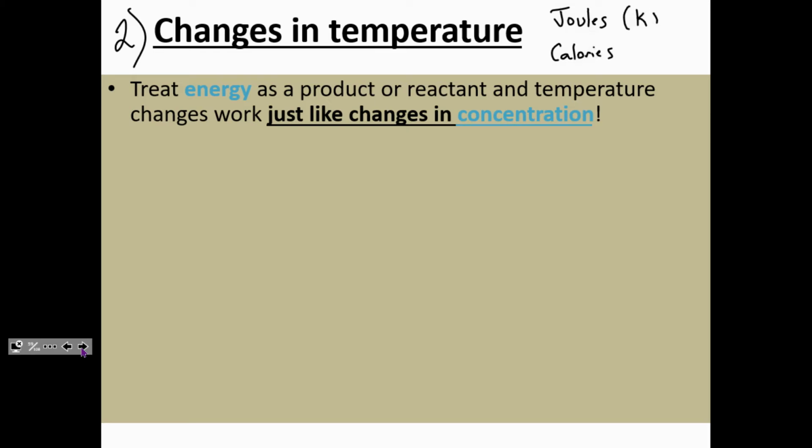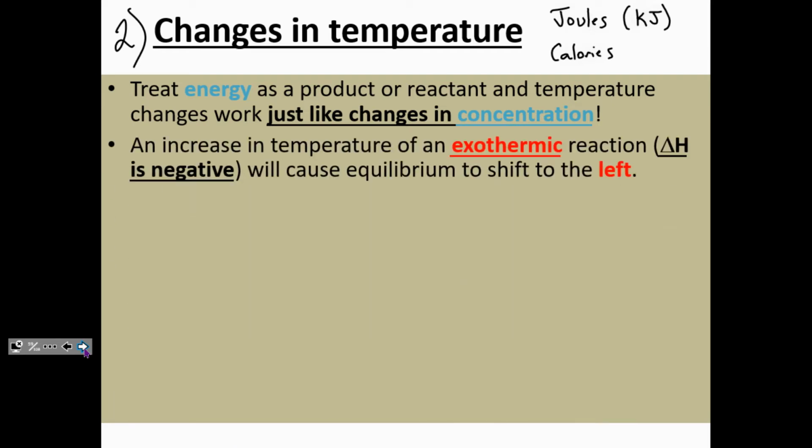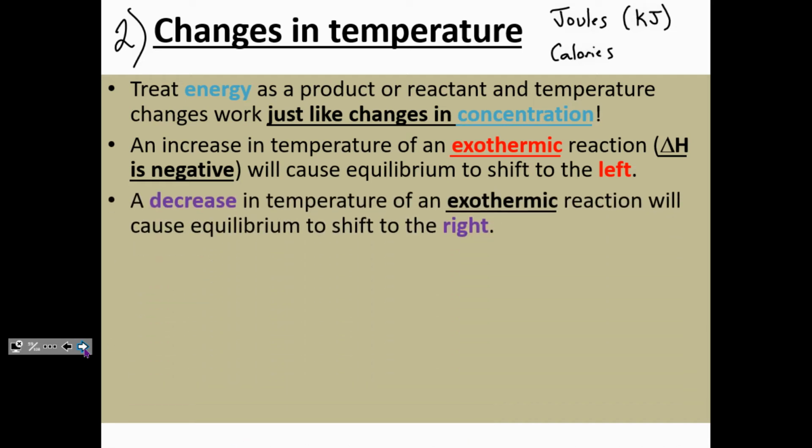Specifically in this unit, we're going to see kJ, which is for kilojoules. Once we know what side of the reaction energy is on, we can treat it just like factor 1, concentration. An increase in temperature of an exothermic reaction, where delta H is a negative value, is going to cause equilibrium to shift to the left. A decrease in temperature of an exothermic reaction, again, delta H is negative, will cause a shift to the right.